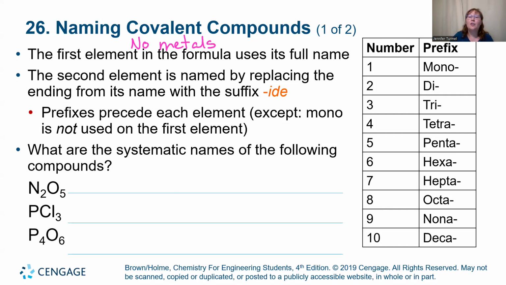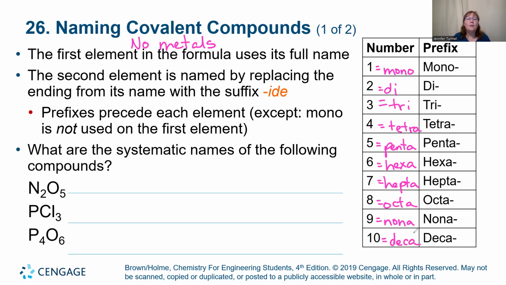Let me see. One is going to be mono. I don't know if you can see it if things are in the way on the screen. Two is di, three is tri, four is tetra. And we've got penta. Six is hexa. Make sure you're writing these in. Seven is hepta. Eight is octa. Nine is nona. And 10 is deca.